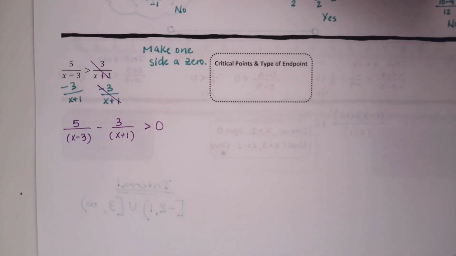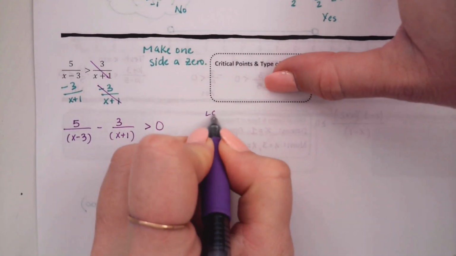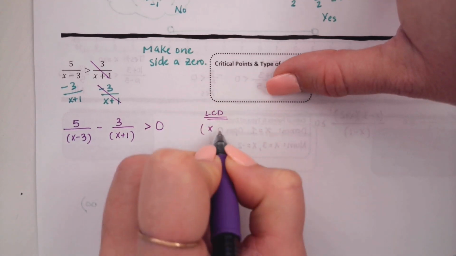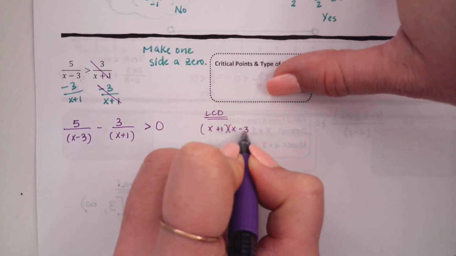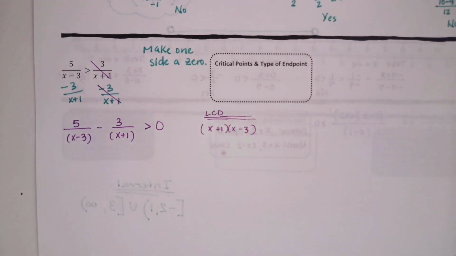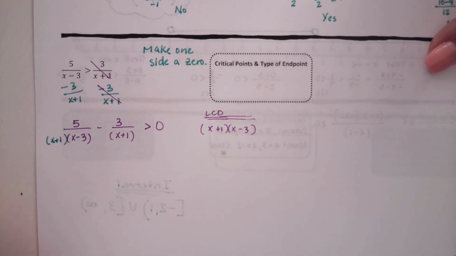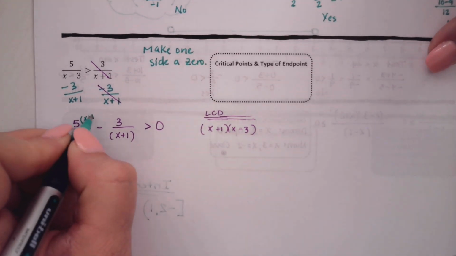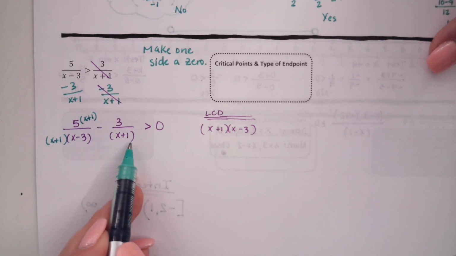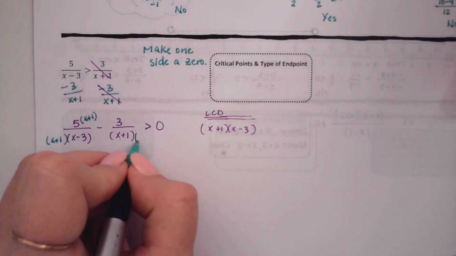Multiply by the lowest common denominator. What would be my least common denominator? X minus 3 and x plus 1. The LCD would be x plus 1, x minus 3. It's important to do this every problem. How do I get this one to be the LCD? Multiply by x plus 1, because it already has an x minus 3. The second one already has an x plus 1. What else does it need to be the LCD? X minus 3.